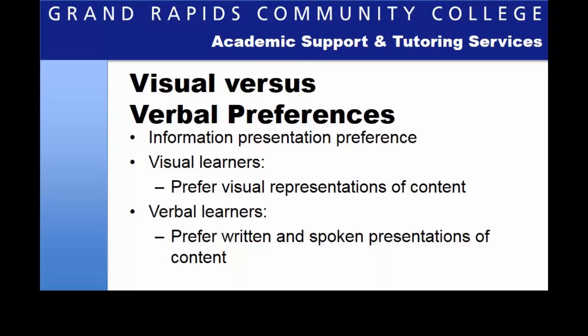Since our coverage of the VARK model has already tackled the concept of visual learners, we will briefly recap by stating that visual learners prefer visual representations of course content. These students prefer information to be presented in charts, diagrams, pictures, and illustrations. On the other hand, verbal learners prefer written and spoken presentations. They are often avid readers and tend to prefer to study in groups and benefit from listening and discussing within these groups. The verbal learner category can be thought of as a combination of the auditory and read-write categories from the VARK model.